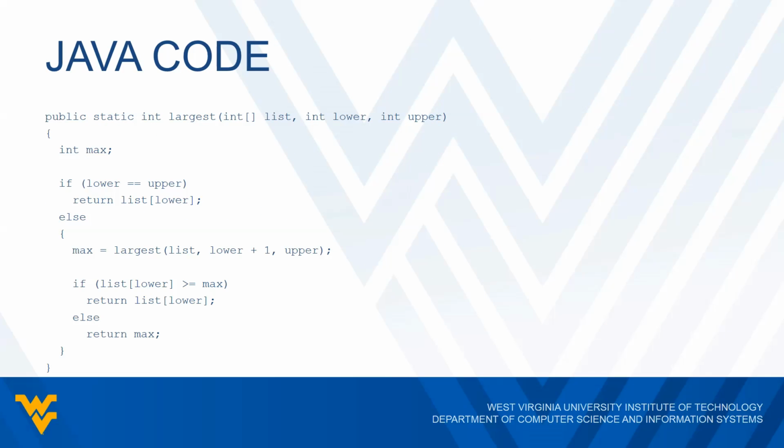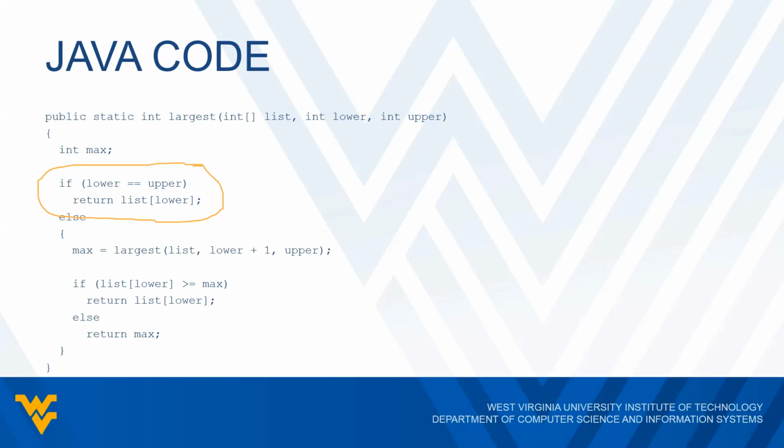Let's take a look at the Java code for solving this problem, and we will see that this is a recursive method. Well, we first need to take a look at the base case, which is done right here. So let me just circle this. Okay, so our base case is if our lower and upper are the same. Now, what are lower and upper?